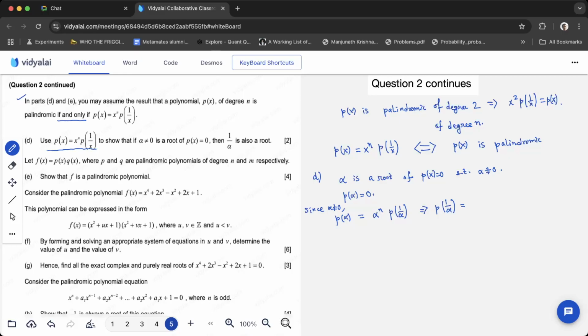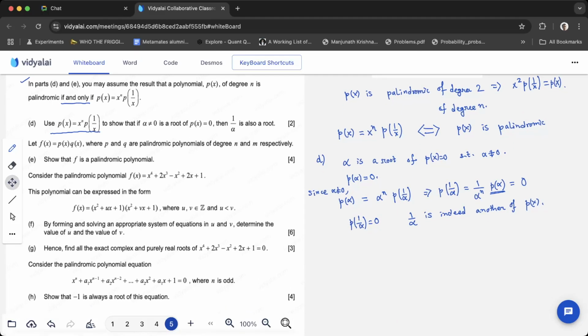If we take alpha to the n to the other side, we have to divide by alpha to the power n, and that is fine because alpha is not equal to 0. So we are not dividing by 0. So we can divide by something that is non-zero. But we know that p of alpha is 0, so this becomes 0. So we end up getting p of 1 over alpha equal to 0. So 1 over alpha is indeed another root of p of x. All right, that was fairly easy.